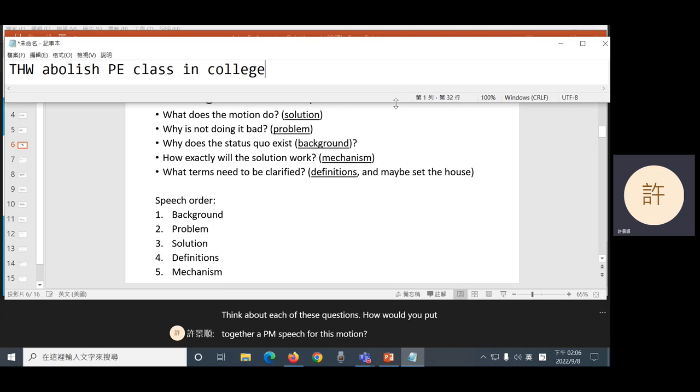So the reason that the order in the top half and in the bottom half are different is because if you look at the bottom half, it looks like an essay, right? This is the order you would write an essay. But in a real essay, you would be given a problem and you would have to come up with a solution. But in debating, you start with the solution and you find a problem for that solution. So the preparation order is a little bit different.